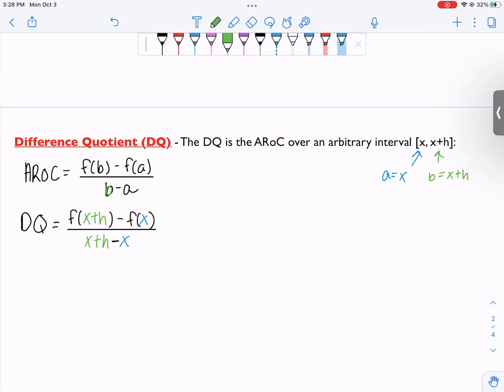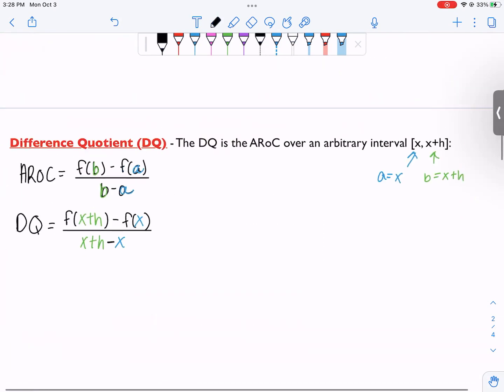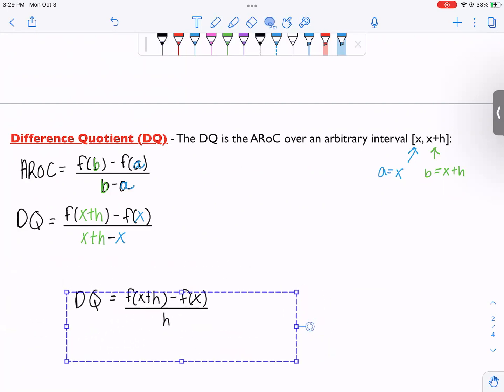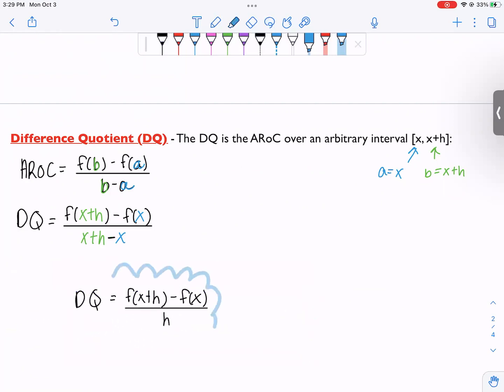Right, so let me do a little additional highlighting here. Boom. There's not much simplifying you have to do here because we don't know what the function is. So we can't do any more than say f of x plus h minus f of x. But on the bottom, x plus h minus x, those x's cancel and you just are left with an h. And that, my friends, is the difference quotient. F of x plus h minus f of x all over h.